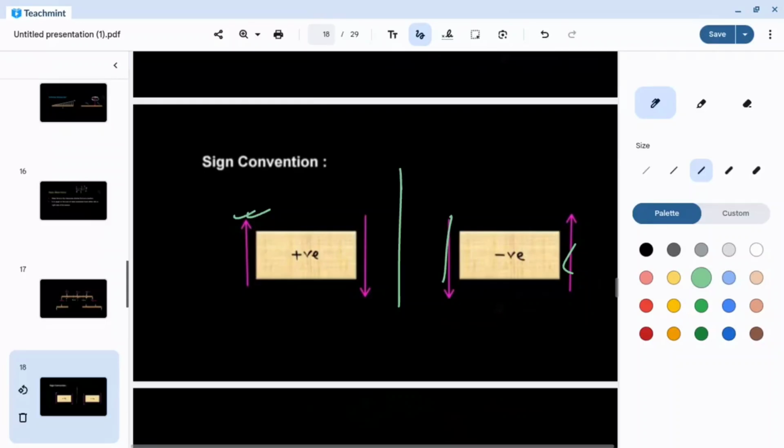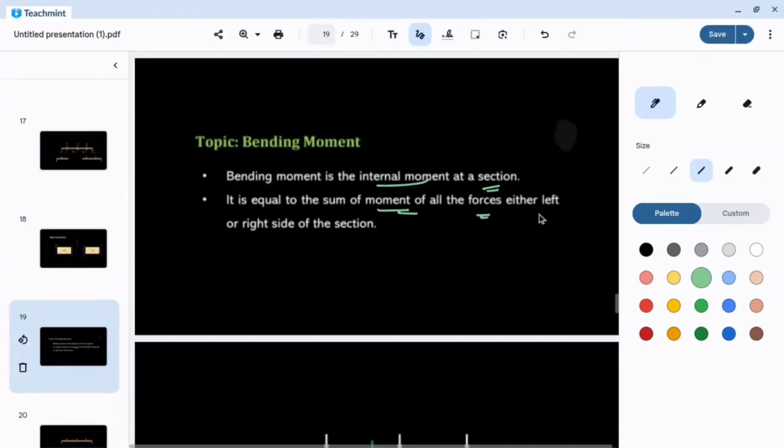Bending moment is the internal moment at the section. It is equal to the sum of the moments of the forces, either on the left or right side of the section. As I told you, if you cut at any section, the bending moment on the left side will be equal to the bending moment on the right side. The shear force on the left side will be equal to the shear force on the right side.